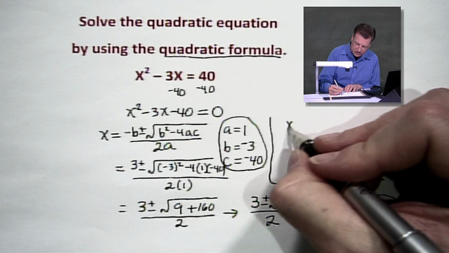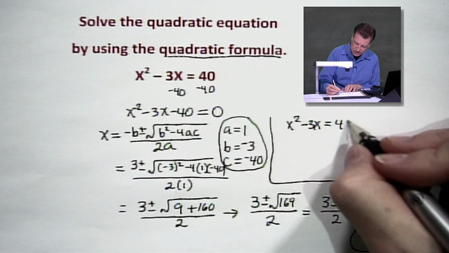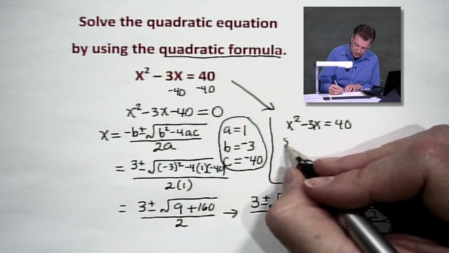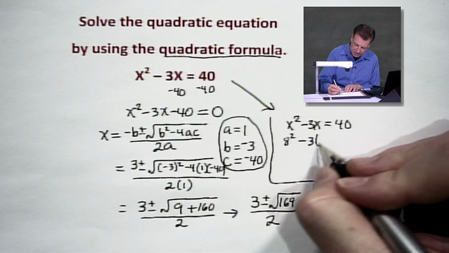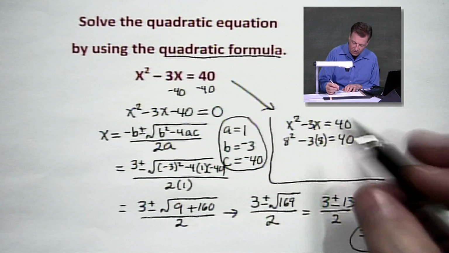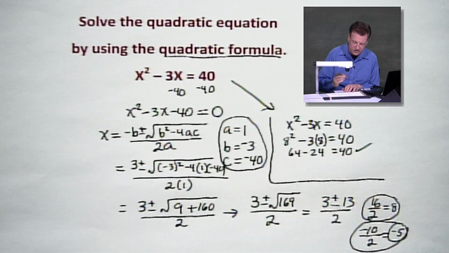So we're going to take x squared minus 3x equals 40, back to our original. I'm going to bring it right back down there, and we're going to put our 8 in. That's 8 squared minus 3 times 8. And does it give us 40? Big question. Well, 8 squared is 64, and 64 minus 24 does equal 40, so that's good.